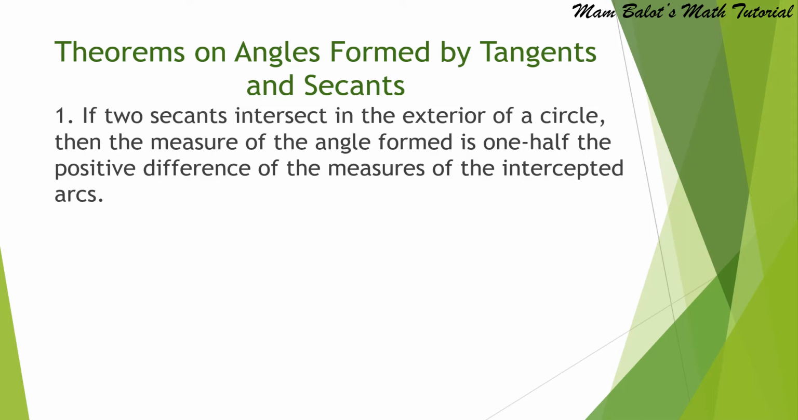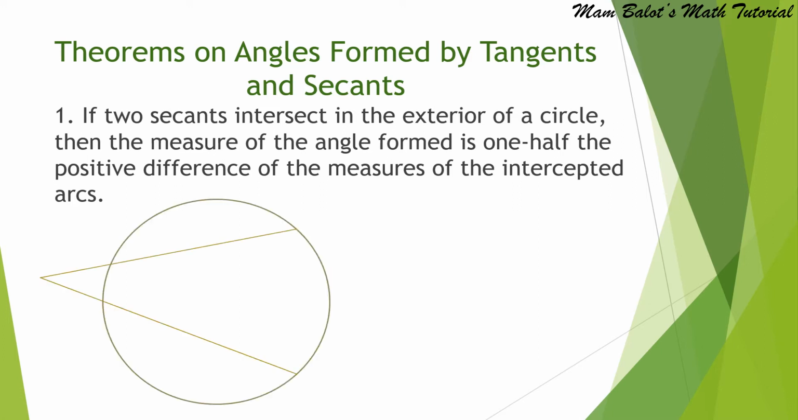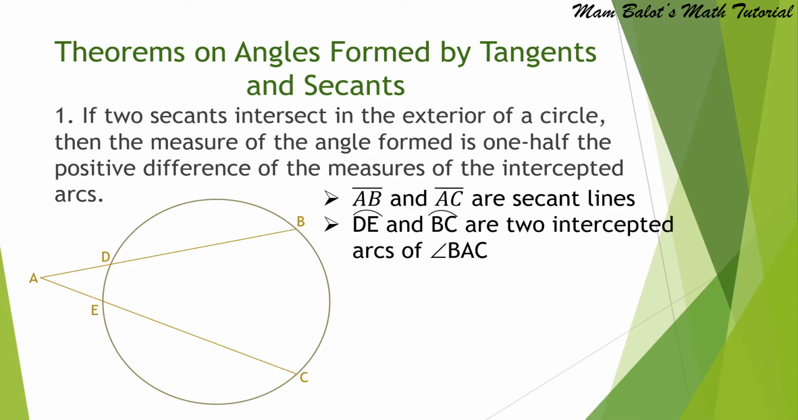Theorem number 1. If two secants intersect in the exterior of a circle, then the measure of the angle formed is 1/2 the positive difference of the measures of the intercepted arcs. If we have this figure, line segment AB and line segment AC are secant lines, and arc DE and arc BC are two intercepted arcs of angle BAC.